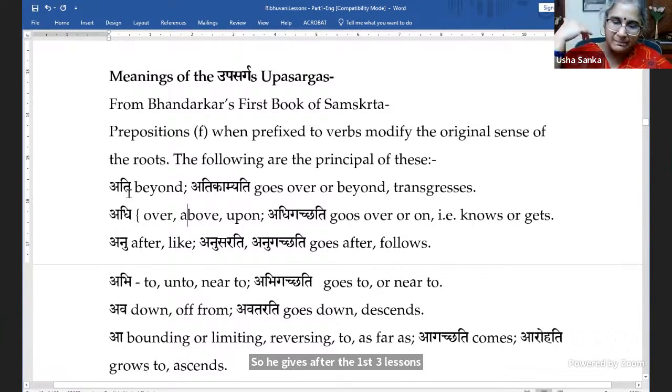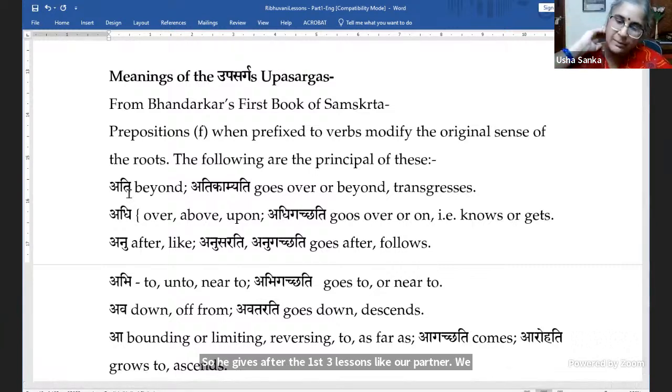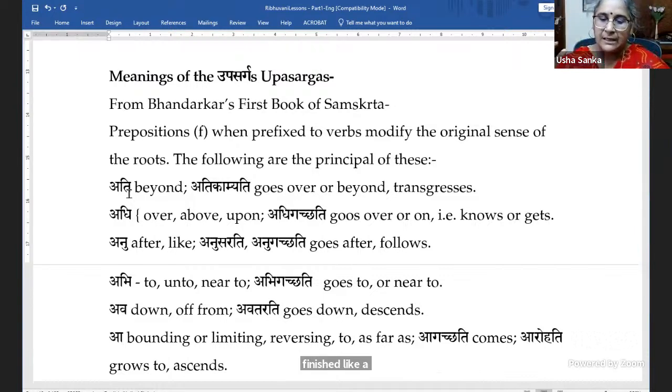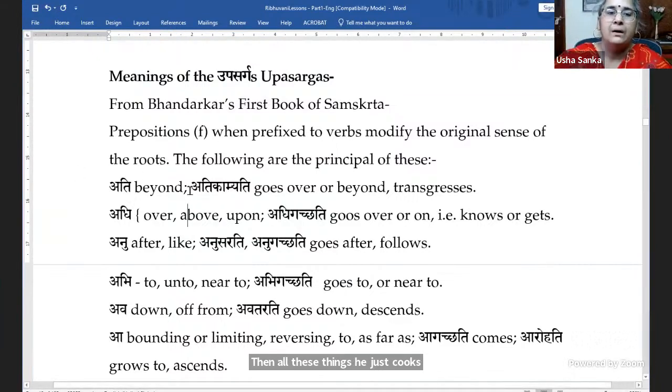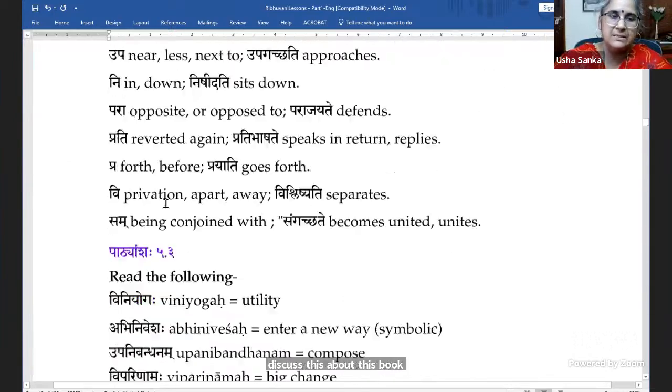We finished like Prathama Purusha, Madhyam Purusha, Uttam Purusha. He gives 3 lessons for them, and then all these things he just puts in a nutshell, and then he goes ahead. Anyway, I don't want to discuss much about his book. The meanings he gives are the important ones. So he gives the principle, not all.